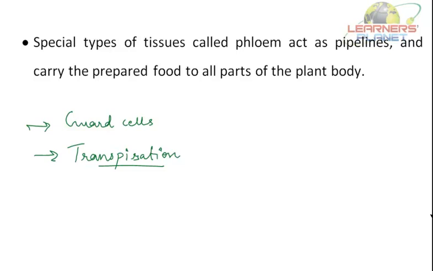Right? So that was all about the transpiration and translocation in plants. This is how the transport in plants takes place. And both the conducting tissues act as pipelines. One is the xylem that takes water and minerals from the roots, and second is the phloem, which also acts as a pipeline and carries the prepared food to all the parts of the plant. Right? So that was all about the transport in plants.